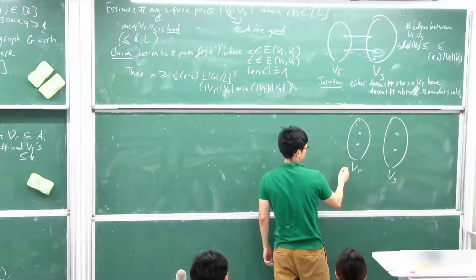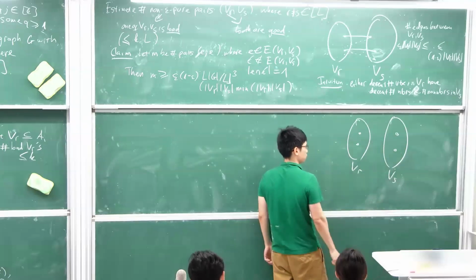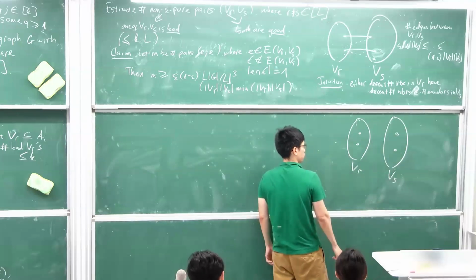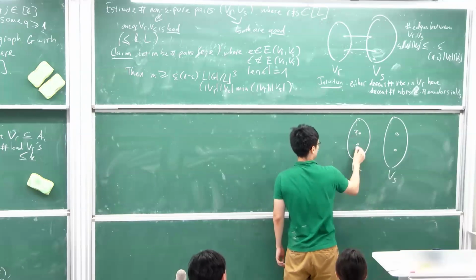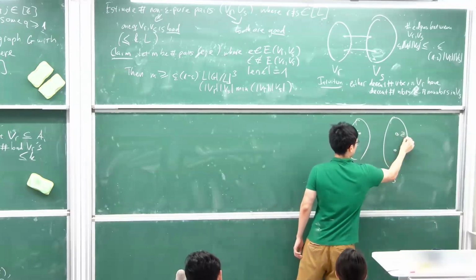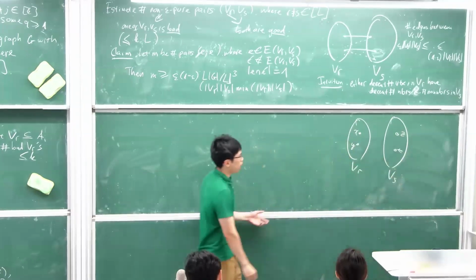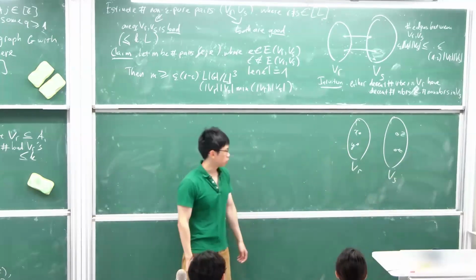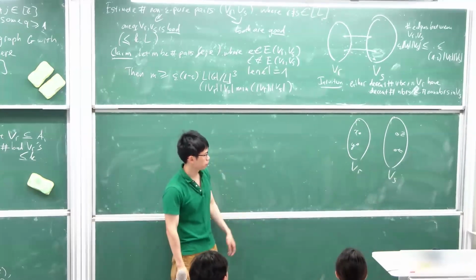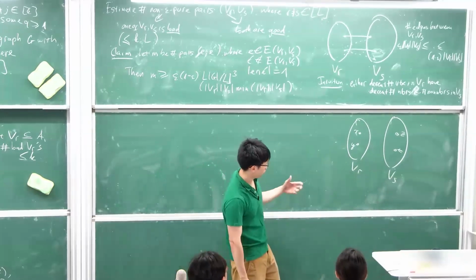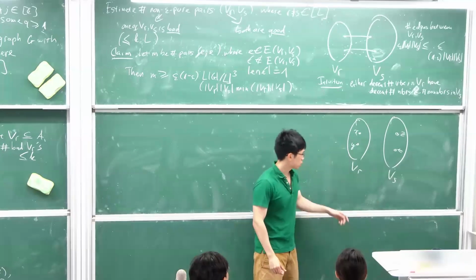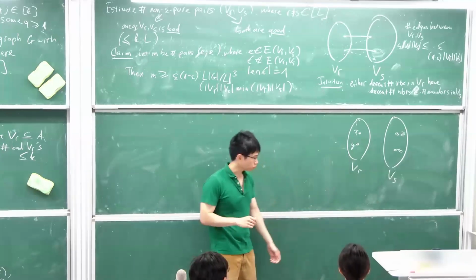So the two of them, X, Y, Z, T. Okay, so X, Y are two uniformly random vertices from VR chosen with repetition, and the same for Z, T inside VS.